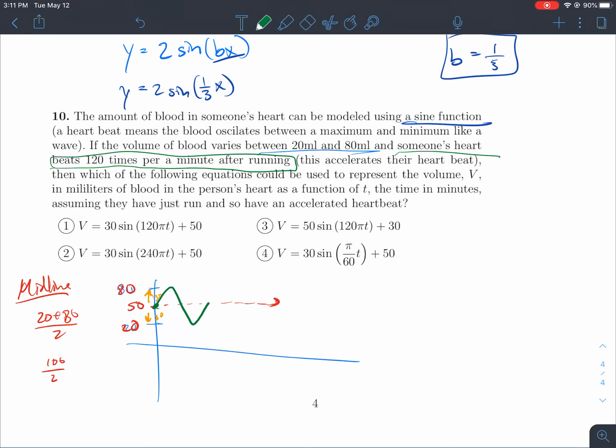Someone's heart beats 120 times per minute after running. If your heart beats 120 times per minute, then you have to inflate, deflate, back to normal, over and over. So we're going to complete 120 cycles per minute.